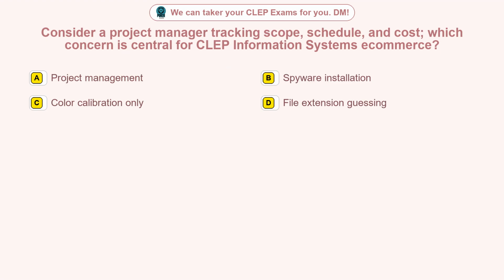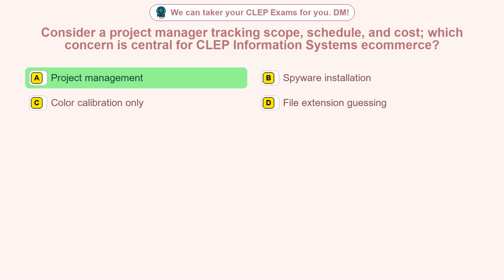Question 20. Consider a project manager tracking scope, schedule, and cost. Which concern is central for CLEP Information Systems Ecommerce? Option A. Project management. Option B. Spyware installation. Option C. Color calibration only. Option D. File extension guessing. The correct answer is option A.